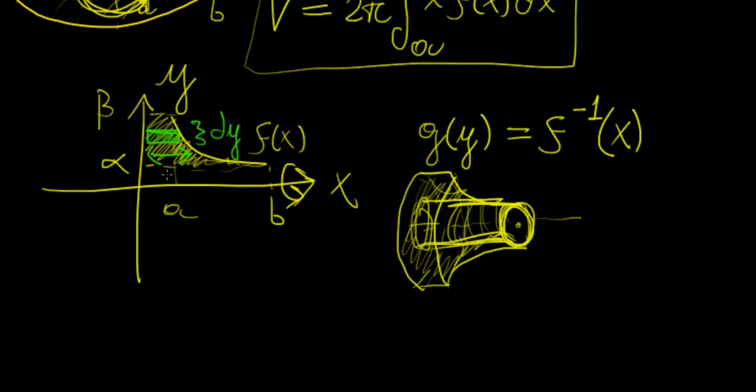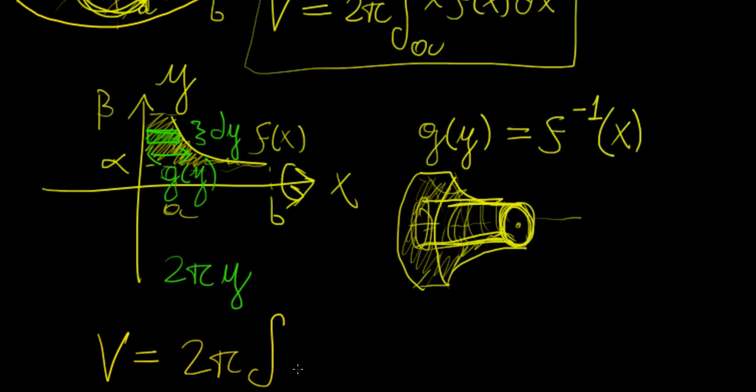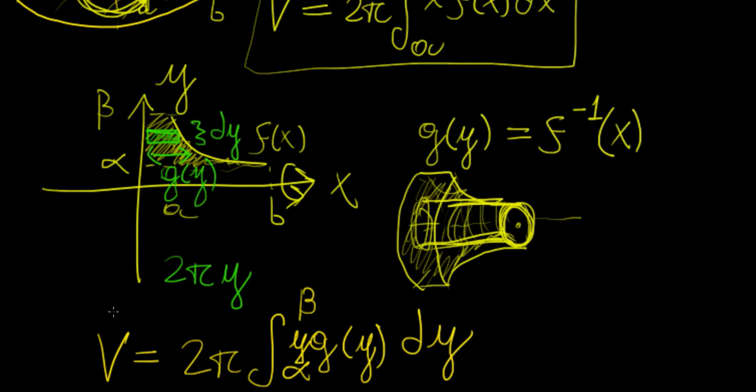The length here is going to be given by g of y at that point, and then we're going to rotate those about the x-axis, so that's going to be 2 pi y, which gives us that circumference. So in the end, the volume is going to be given by 2 pi, integral from alpha to beta of g of y times y dy. So that's going to be the volume of a solid of revolution about the x-axis.